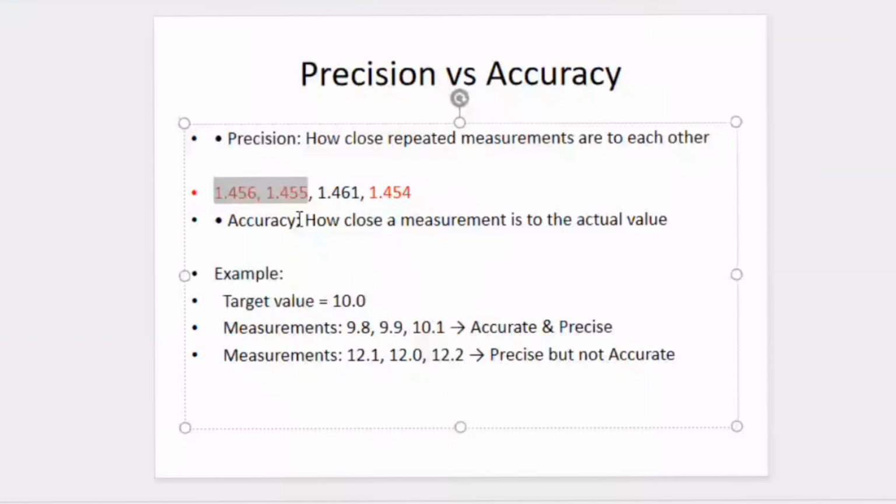Precision does not mean the answer is accurate. Questions on this usually ask: when a number is precise, does it mean it is accurate? A number, or a group of numbers, can be precise but not necessarily accurate. For numbers to be accurate, they need to be close to the actual value, or be the actual value itself. When you talk about accuracy, you're talking about how close something is to the actual value.